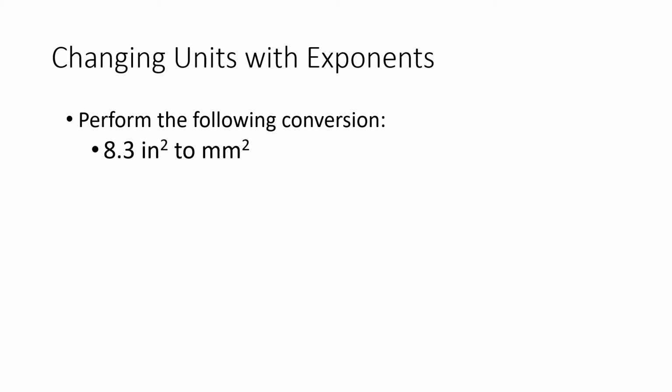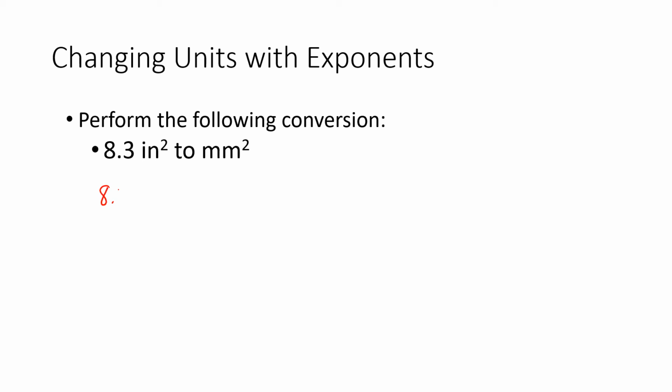The next thing we're going to learn is how to convert units that have exponents associated with them. So if something is squared, like an area, or if something is cubed, like a volume. So for example, if we want to convert 8.3 inches squared into millimeters squared, we're going to have to use some of the unit conversions we've seen before, but we're going to have to also take into account that our units are now squared.